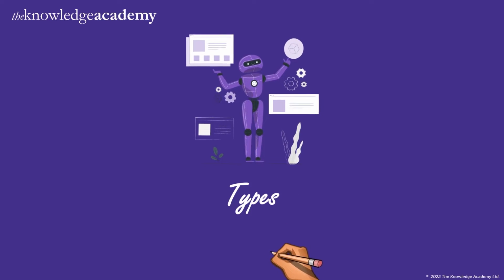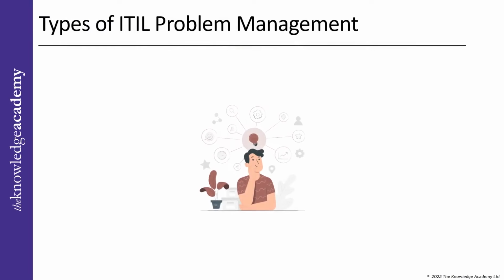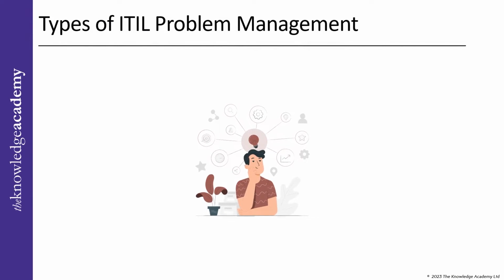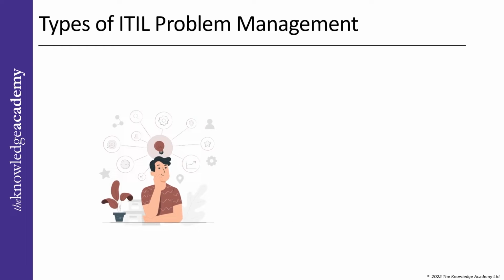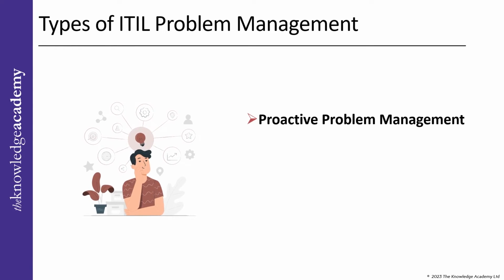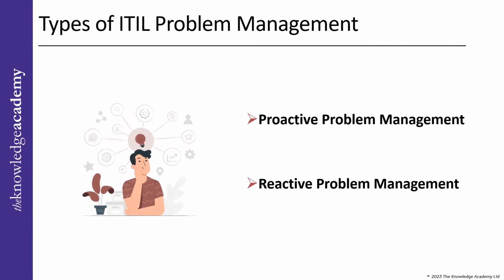Various types. Organizations can benefit from the ITIL problem management process in two ways. The proactive problem management, which is a prevention of incidents from recurring, and the reactive problem management, which helps you fix repetitive incidents and reduce the negative impact on performance.